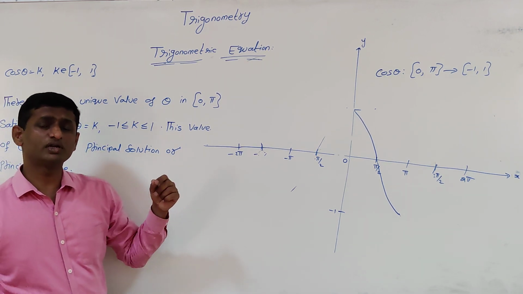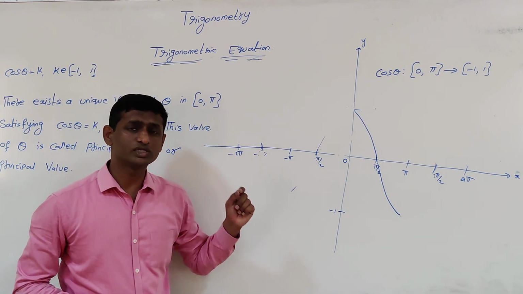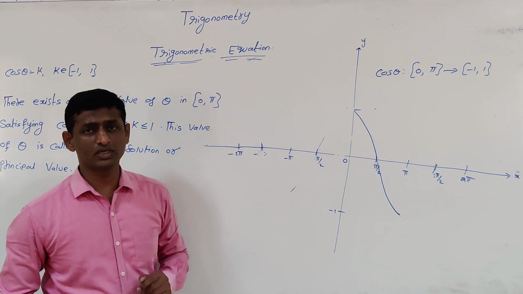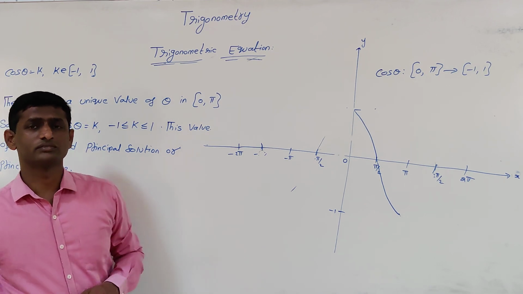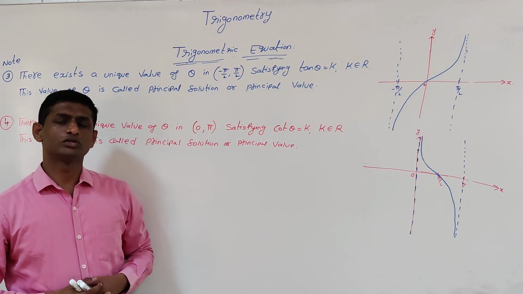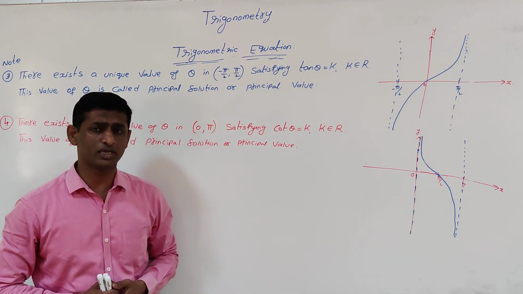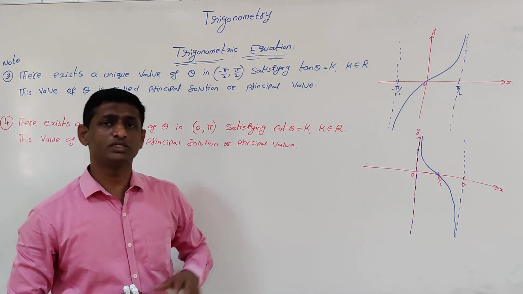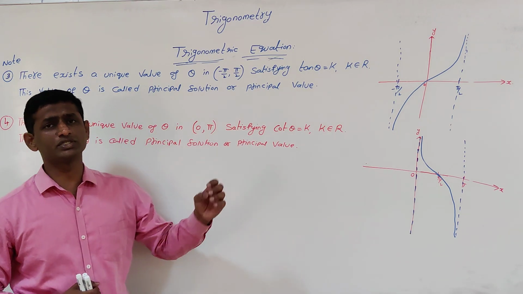Similarly, we will go for trigonometric equations: tan theta is equal to k, cosecant theta is equal to k, cot theta is equal to k, and secant theta is equal to k on restricted domains. Now we'll see one by one. First we'll see the principal solutions for tan theta is equal to k and cot theta is equal to k. As tan theta and cot theta are not bijections in general, in order to become a bijection, we have to restrict the domain.